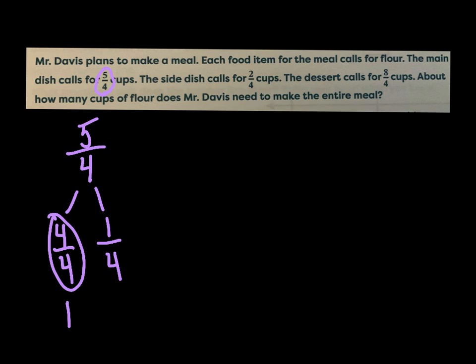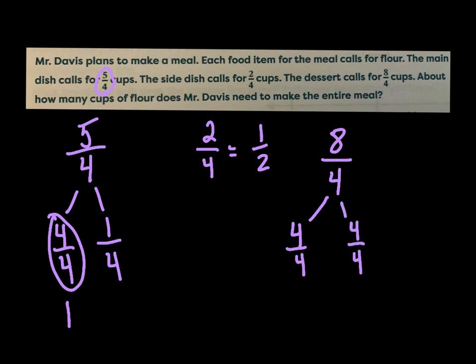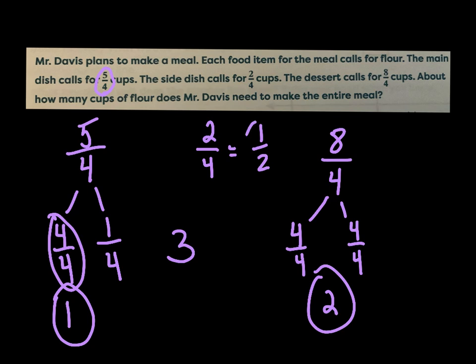Then we have another one, and we know that 2/4 is equivalent to a half, so we could just leave that. And then we have 8/4, and when we pull out 4/4, we're left with another 4/4, so that gives us 2. Because we need to add this all up, we have this whole and these 2 wholes, and that would give us 3 wholes, and we have 1/2 left. So we need about 3.5 cups to make this entire meal.